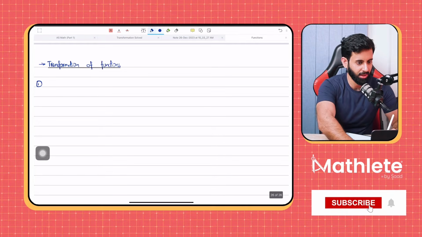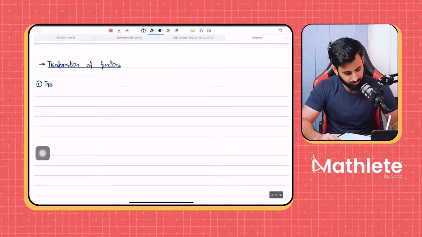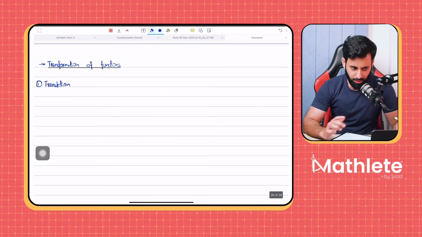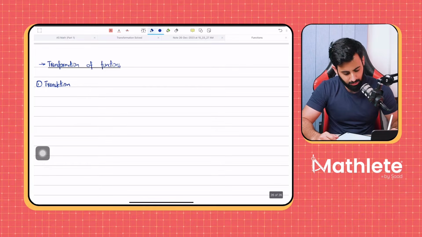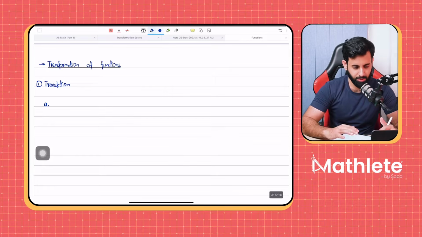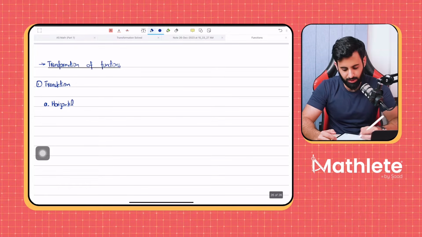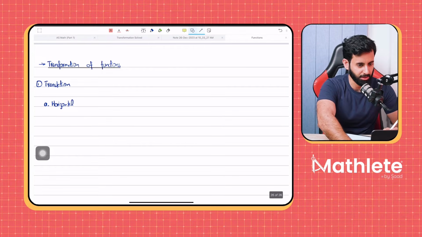So number one is translation. You can further divide translation into horizontal and vertical. Right now we're going to do an overview of every single transformation, and then we're going to do every single one of them in detail. So you have your horizontal translation. Can anyone explain what I mean when I say horizontal translation? What do you think will happen if you translate something horizontally?